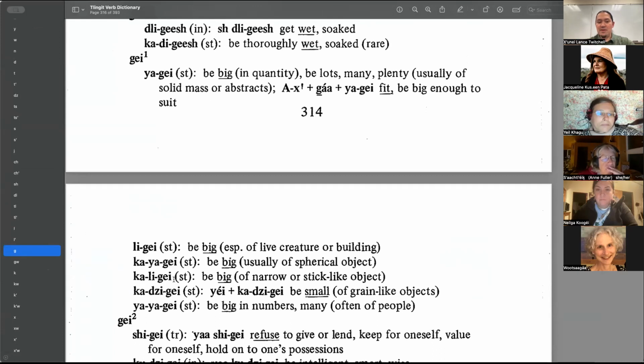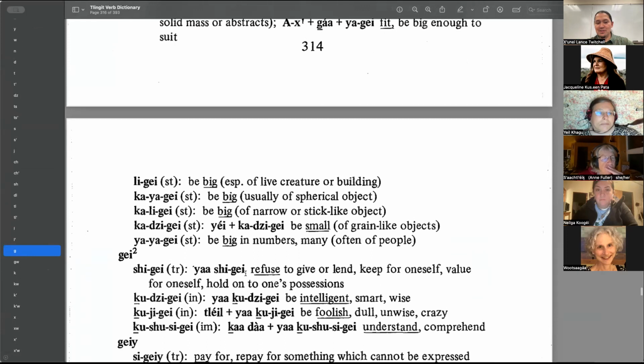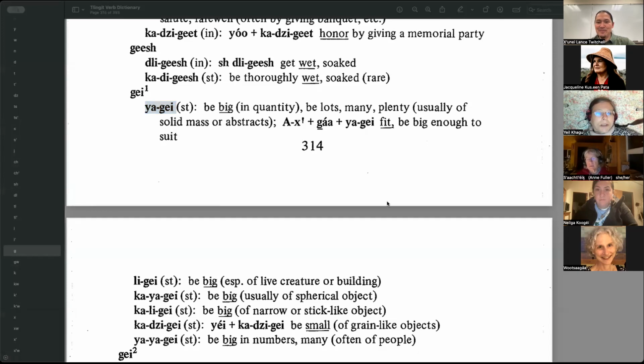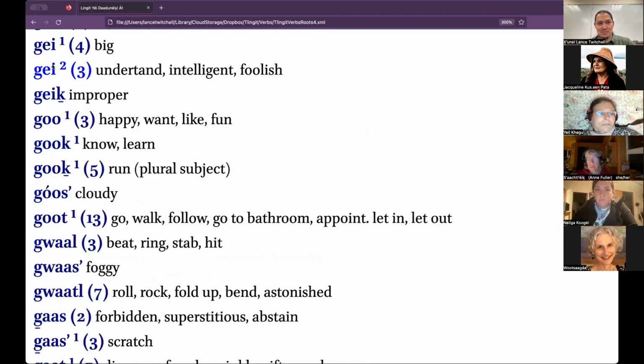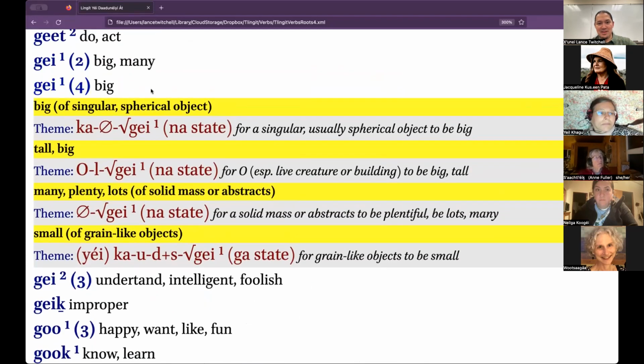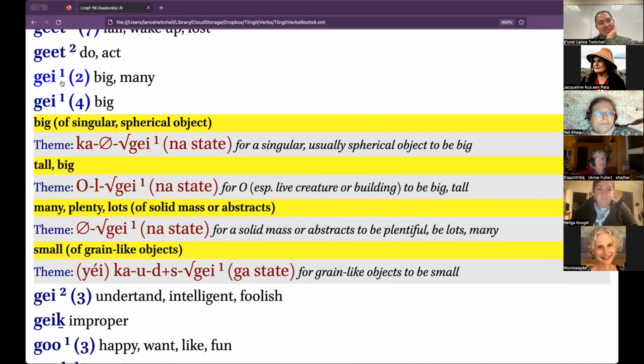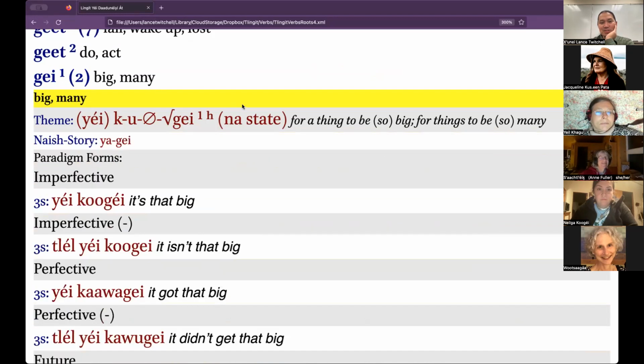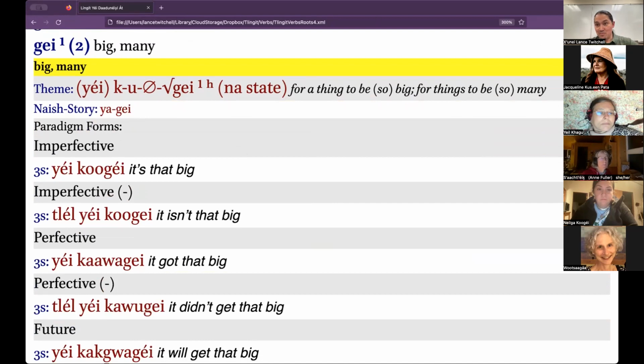Okay, so we have, actually I don't see it. It's related to this one. Okay, hold on. Let's try this. Okay, so here's yagé. I think it's in here. Oh wait, here it is. So this is the one that we're looking at, yekugé.